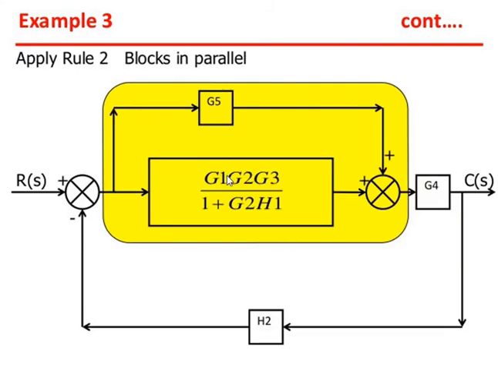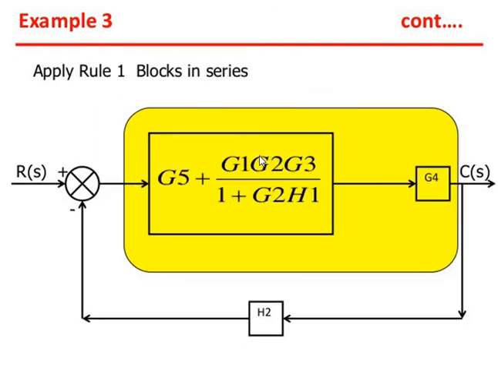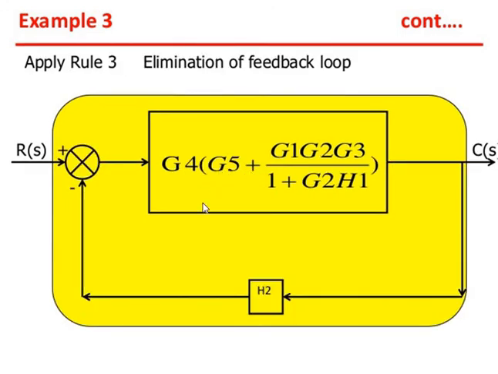And G4 is the series combination with this block, so G4 is multiplied by this block, so it becomes G4 into bracket G5 plus G1 G2 G3 divided by 1 plus G2 H1.